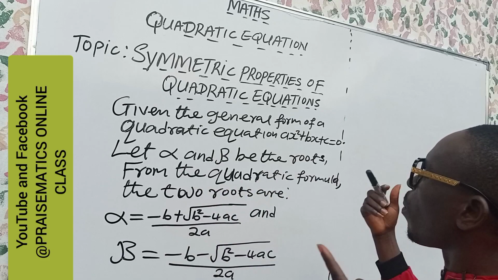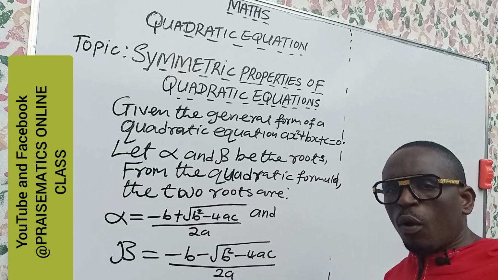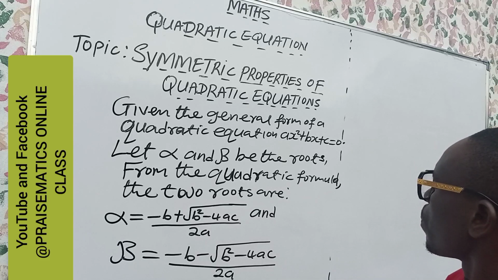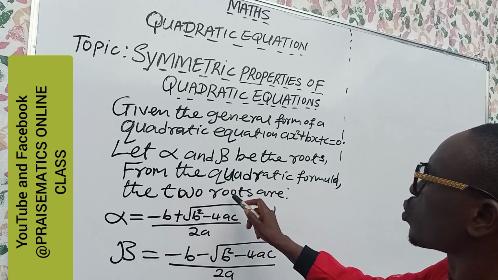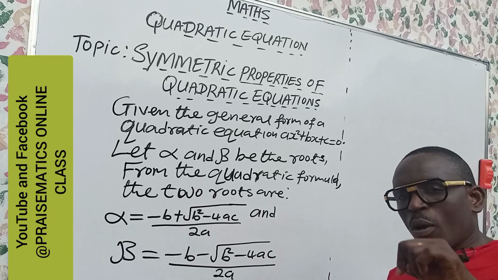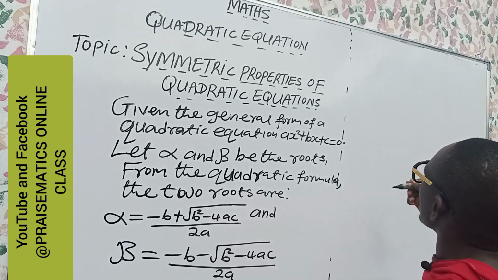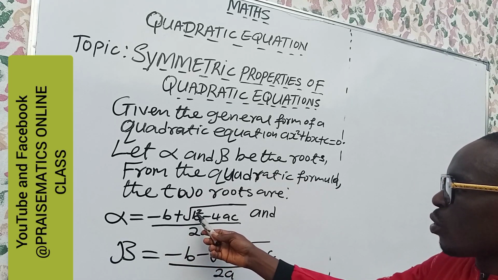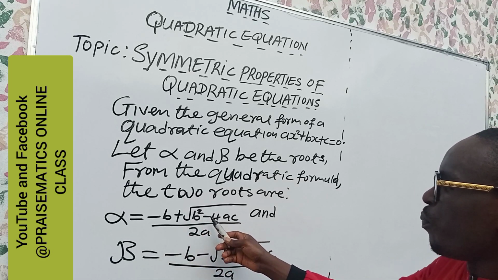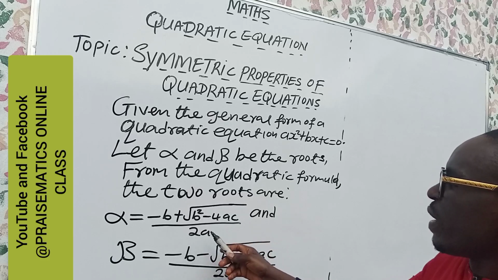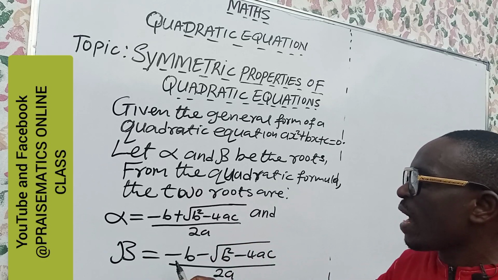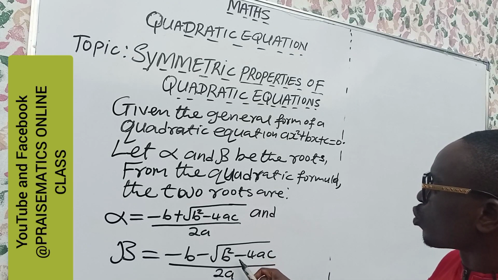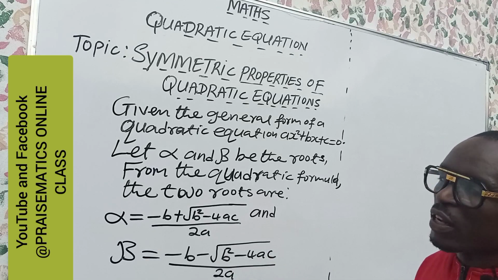From the quadratic formula, or from the almighty formula, or the general formula method, we know that the roots are, we remember, plus or minus. So alpha equals minus b plus square root of b squared minus 4ac all over 2a, and beta equals minus b minus square root of b squared minus 4ac all over 2a.